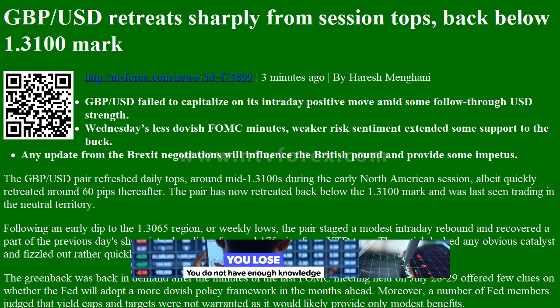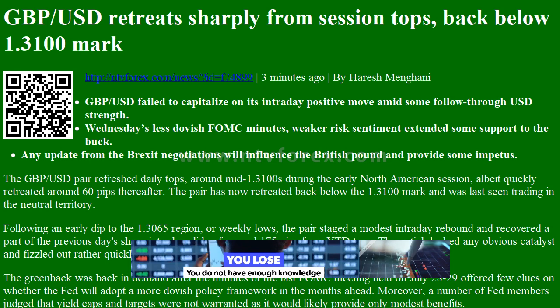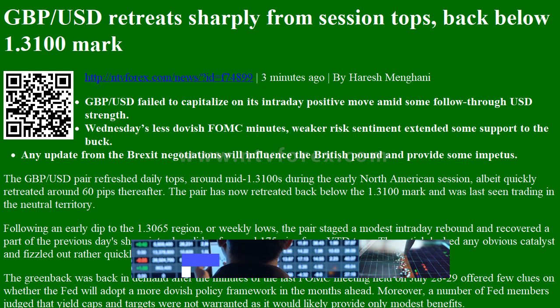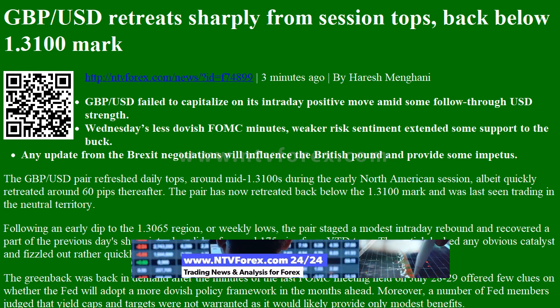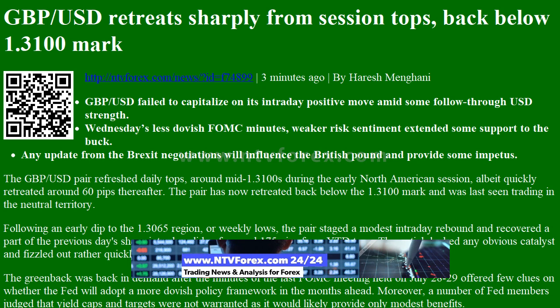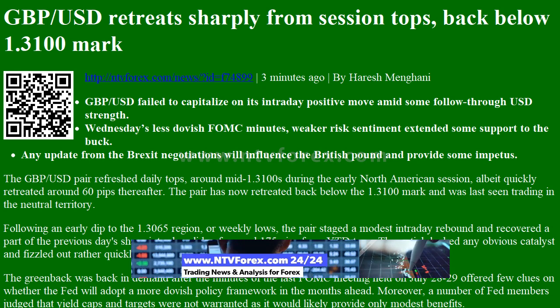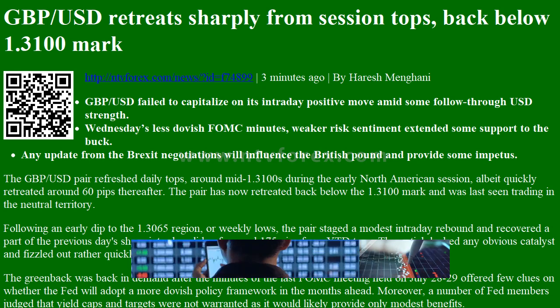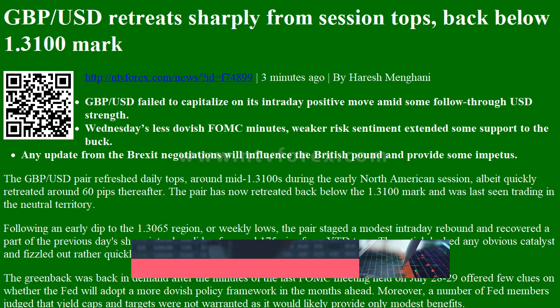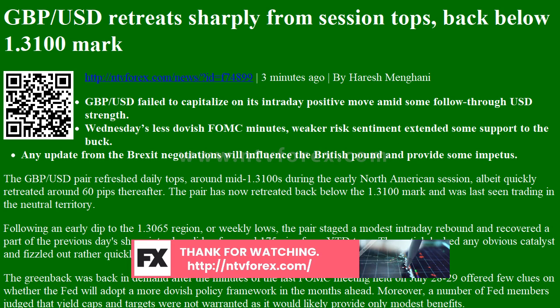www.ntvforex.com. GBP/USD retreats sharply from session tops, back below the 1.3100 mark. ntvforex.com news ID F748993, 3 minutes ago, by Haresh Menghani. GBP/USD failed to capitalize on its intraday positive move amid some follow-through USD strength. Wednesday's less dovish FOMC minutes and weaker risk sentiment extended some support to the buck. Any update from the Brexit negotiations will influence the British pound and provide some impetus.